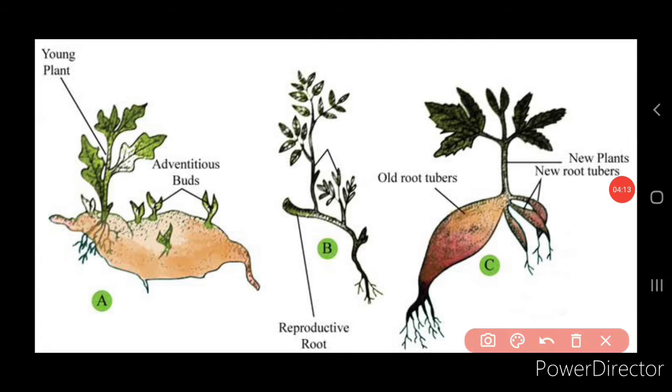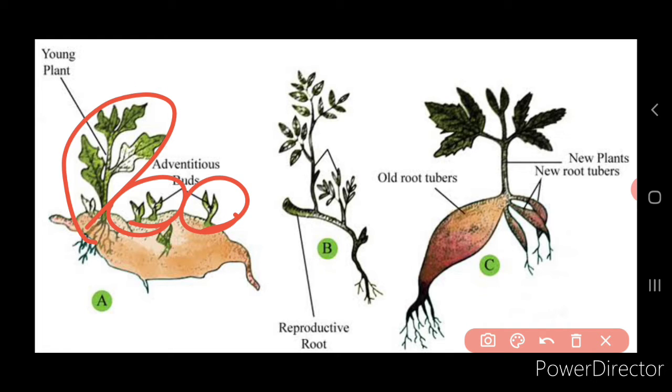Now next is vegetative reproduction by root. Here the example you can say is tuberous roots, for example asparagus or sweet potato. Here the part which is used to store food, that is the storage organ, develops into a new plant, and here you can see the buds on the storage organ grow into a young plant, isn't it? Now this is the old root tuber, right? Tuberous roots. Now this develops a bud and this grows into a new plant.